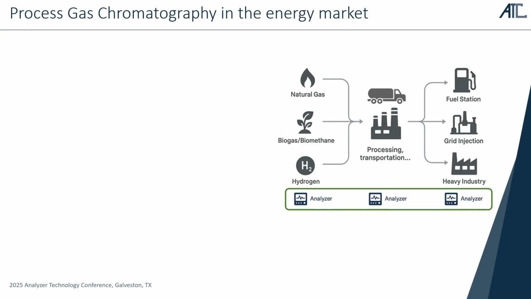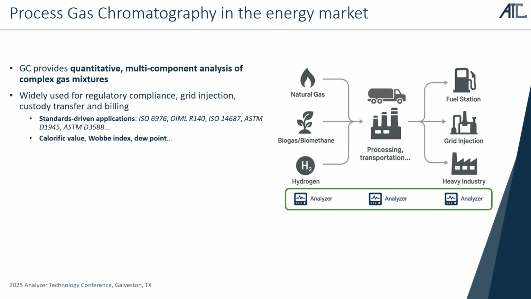So when do you need process GCs? The obvious answer is when you have a complex mixture and you need to know the exact content of your mixture, which molecules and at which concentrations. It is very important in the energy market because you might need to know the calorific value of your gas in order to sell your gas. You might need to know which impurities are present to transport the gas. And in the end, it's really about standard compliance.